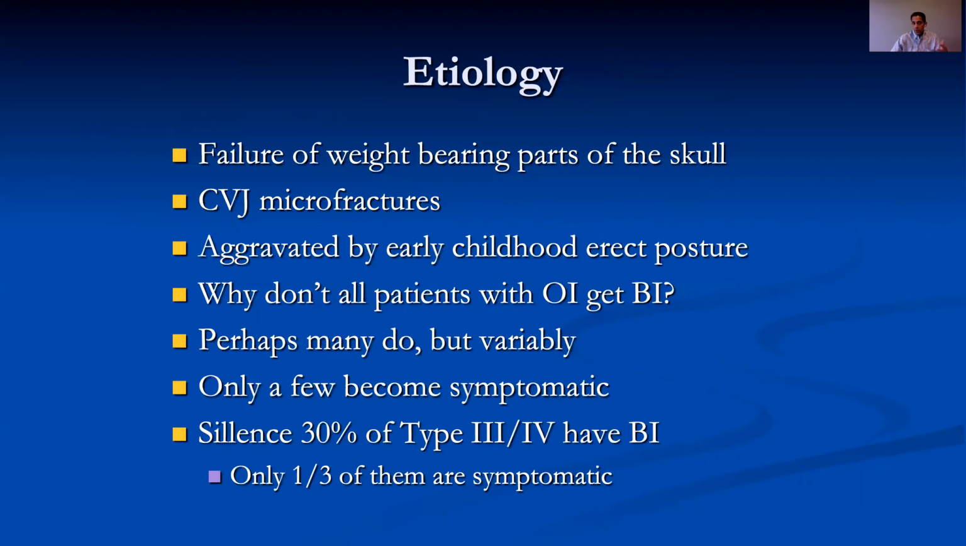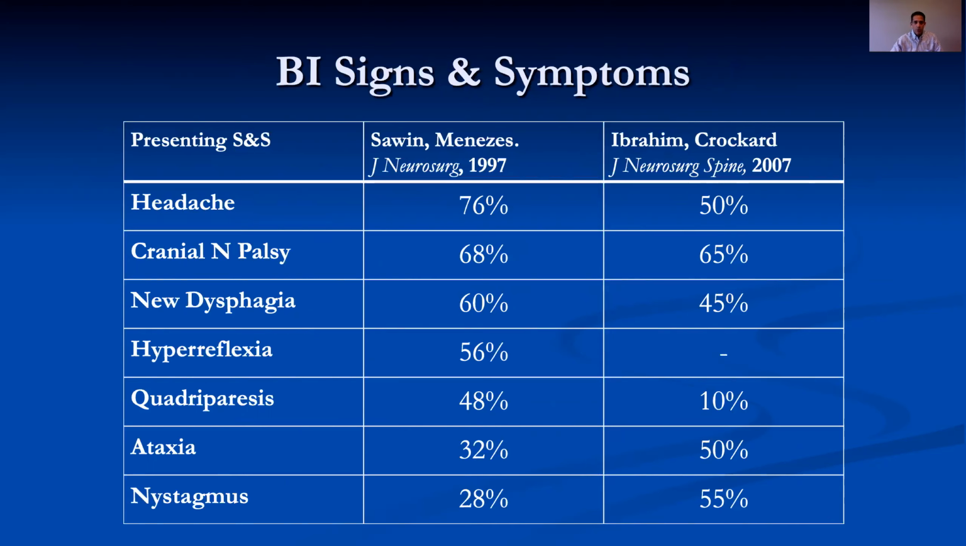But maybe we don't know. Maybe we're not looking at everybody. And only a few become symptomatic, fortunately. And Sillence taught that 30% of them with type 3 and type 4 have BI, but out of those 30% who have it, only 1/3 are symptomatic. I think this is the most important information to share with you.